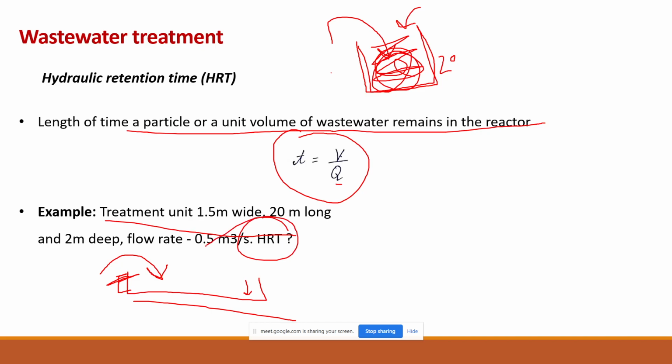So just calculate it. Attempt to solve this. It's a very simple numerical. And provide me the answer in the chat box. So you have a treatment unit which is 1.5 meter wide, 20-meter long and 2-meter deep. So all the dimensions are provided. The flow rate is provided. Just calculate the hydraulic retention time.